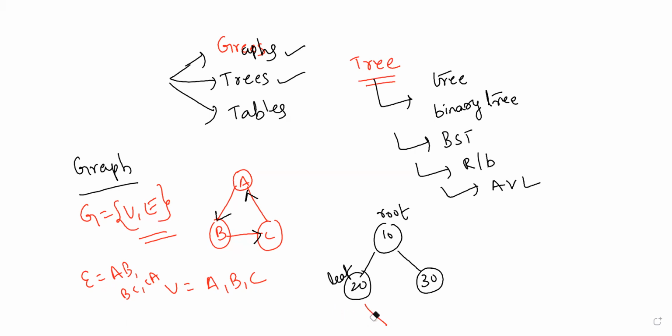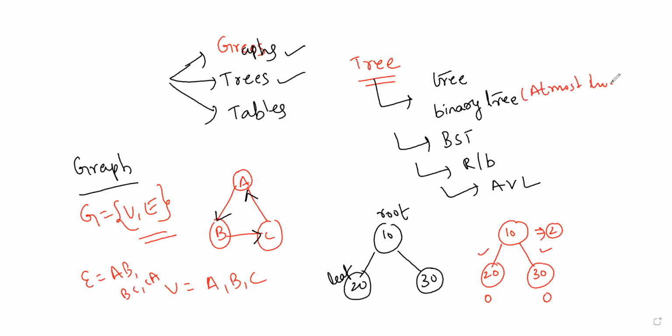Now let us have binary tree. A binary tree should have at most two children: 10, 20, 30. A node should have at most two children. If you see, 10 is having only two children, one is this one, one is this one. Now 20 is having zero children. So binary tree means at most two children.